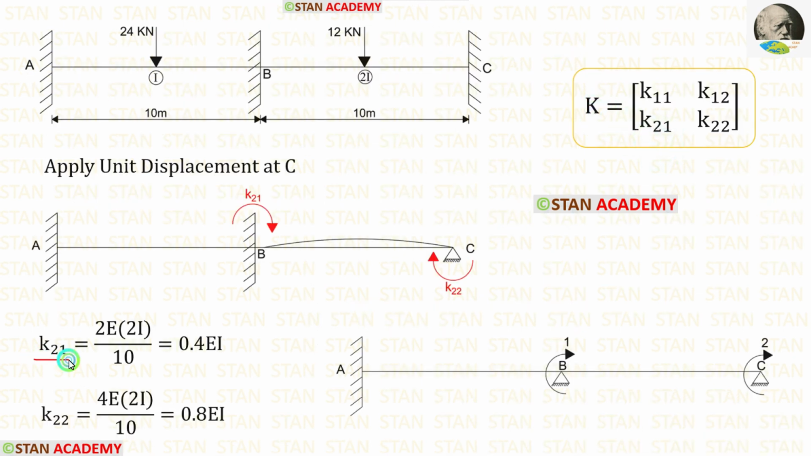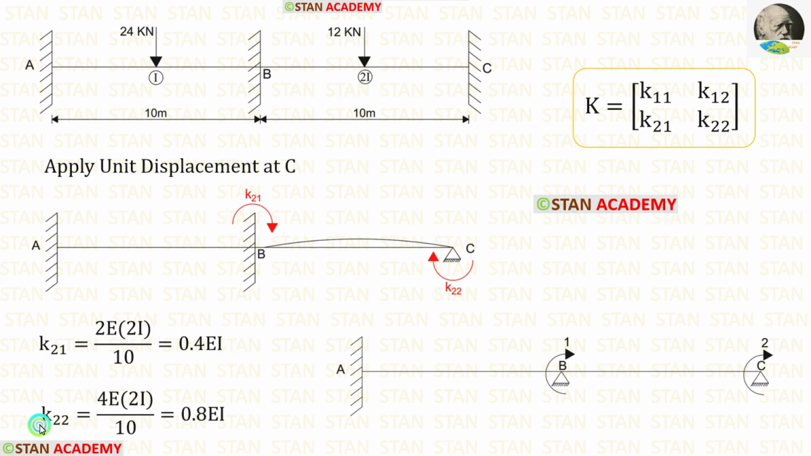Now let us find K21. For that, from the point B, we have to look on both the sides. On the left side there is no slope curve. If there is no curve, there will be no stiffness. Let us see on the right side there is a hinged support. If the far end is hinged, the formula for the stiffness is 2EI upon L. Length of BC is 10. Let us apply that. The moment of inertia for BC is 2I. So instead of I, we have to apply 2I. Finally, for K21, we are getting 0.4 EI.